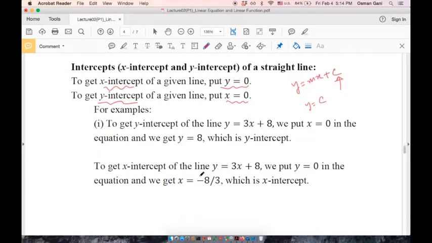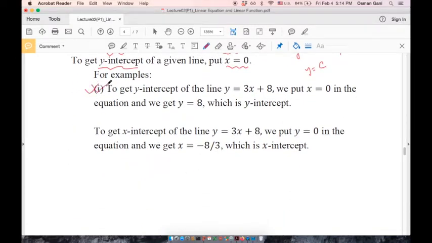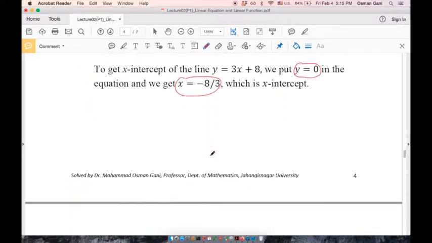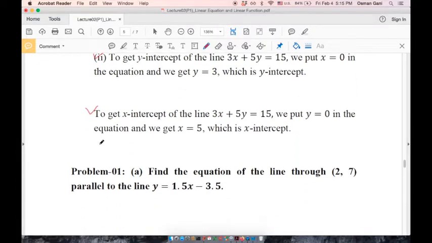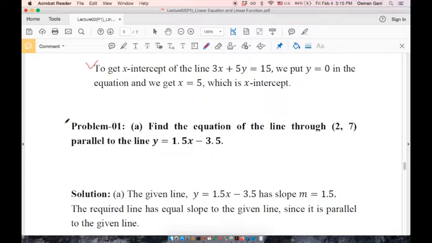For example, let us consider this line, y equal to 3x plus 8. If we put x equal to 0 in this line, then we will get the y-intercept, which is 8. And if we put y equal to 0 in the line, then we will get x equal to minus 8 by 3. And minus 8 by 3 is the x-intercept. And similarly, you can check this one and this one by yourself. So now let us solve two problems, and those problems will be related to parallel and perpendicular lines.